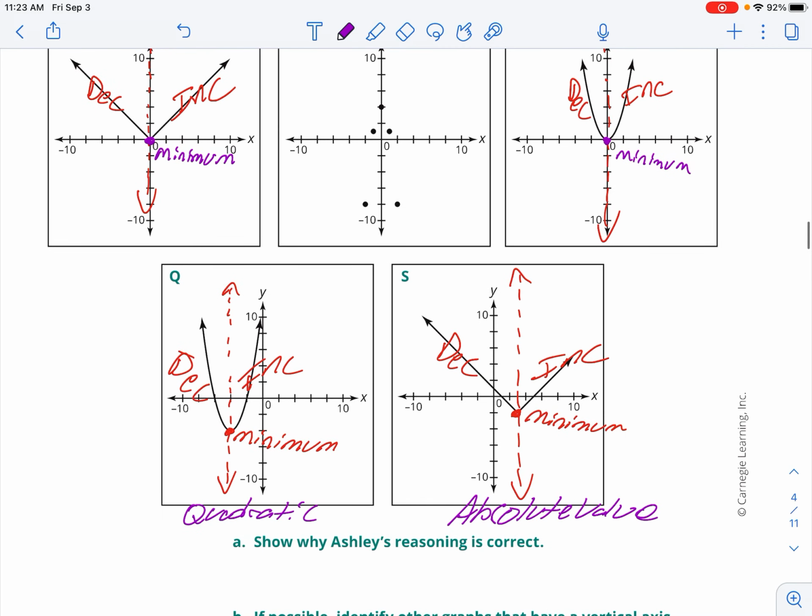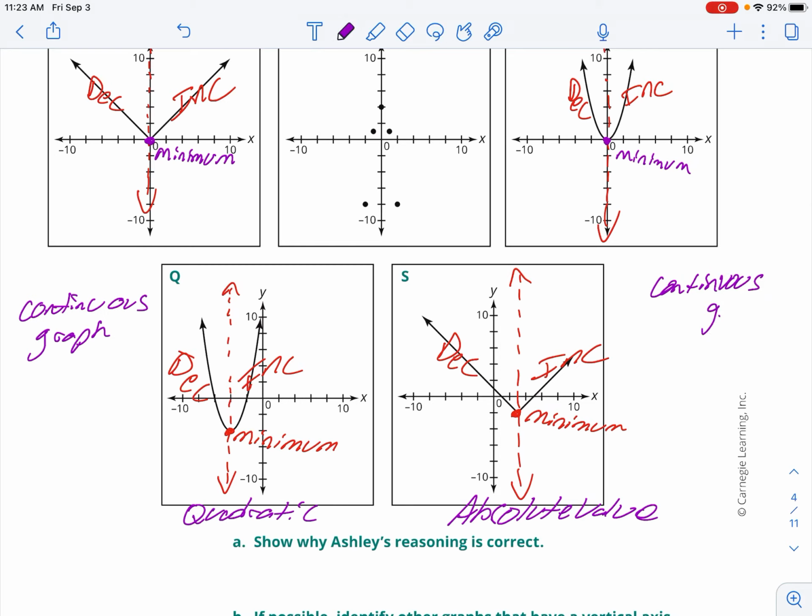Now, the four that we just did here, these are also what we call continuous graphs. Again, we've talked about the word continuous before. That is where they are connected from point to point. So that's why you're seeing those solid pieces. These are all continuous.